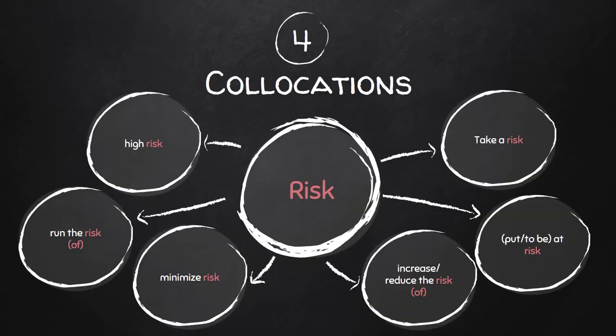And collocations, risk. Starting on the top right, take a risk. Next one, to be at risk or to put at risk. If something is at risk, this is the same as in danger. So an animal, maybe an animal is close to extinction. That means there might not be any more of these animals soon. This animal is at risk.